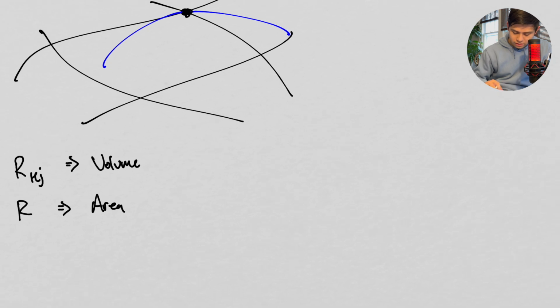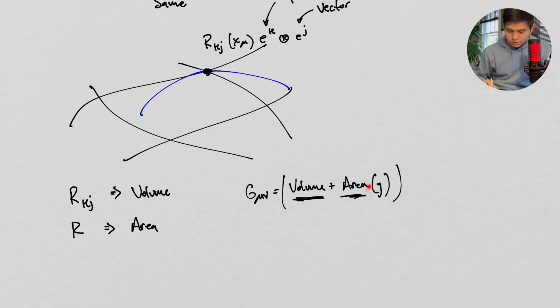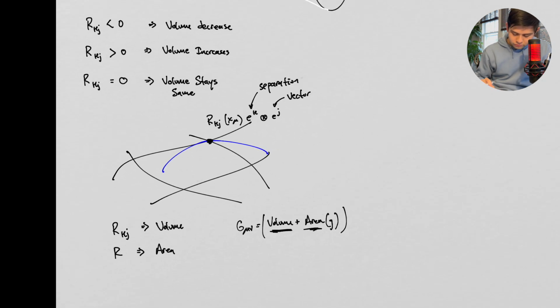Interestingly, when we start talking about the Einstein equation, or the Einstein tensor, that's going to be some combination of the volume and the area times the metric. Right, so in some sense we're adding volume and area, but when we multiply an area by the metric, then somehow that gives us a volume. So what does that tell us about the metric? Well, that's going to be something we're going to get into a little bit later here in this playlist.